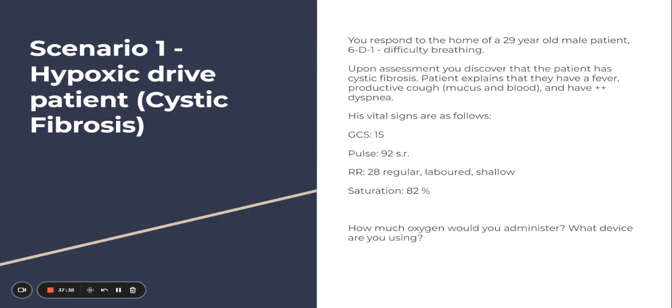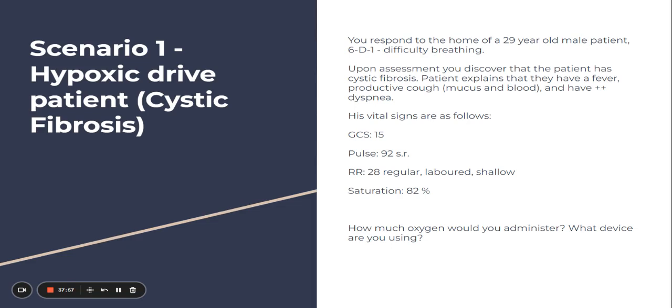Scenario, hypoxic drive patients. So you respond to the home of a 29-year-old male, 6 delta 1 as well. Upon assessment, you discover the patient has cystic fibrosis. Patient explains that they had a fever, they've had a productive cough, both of mucus and blood, and have a lot of difficulty breathing. They're fully alert and oriented.